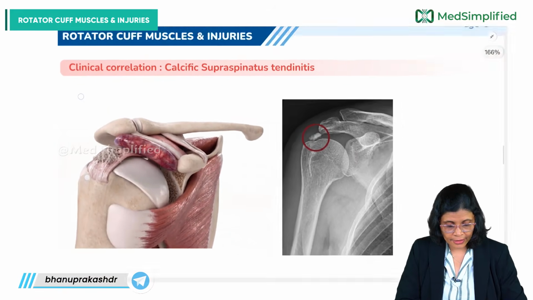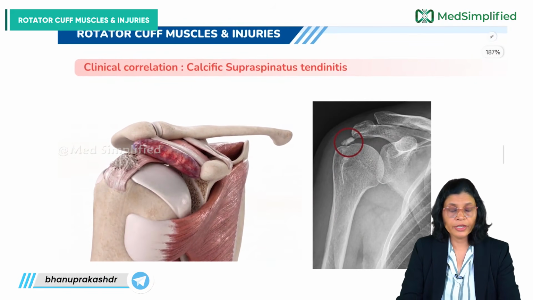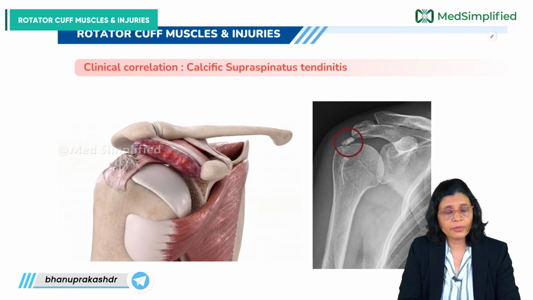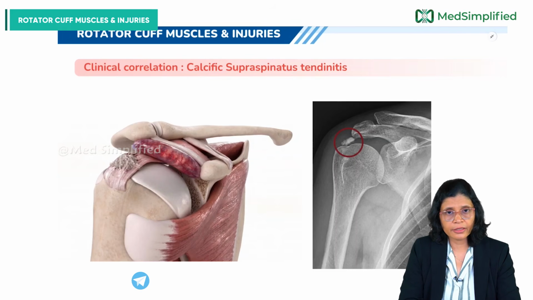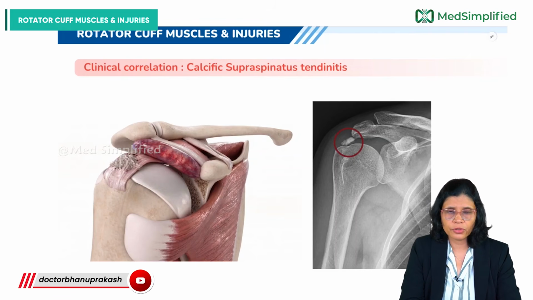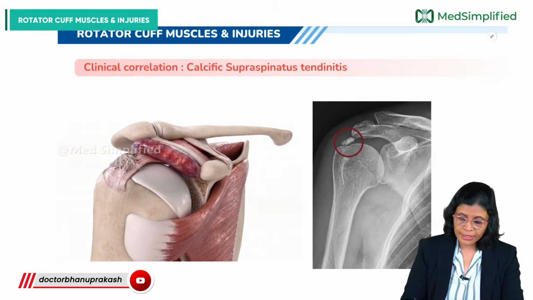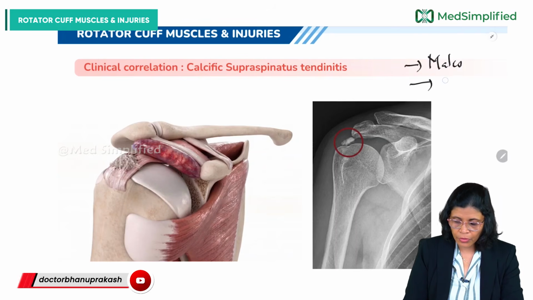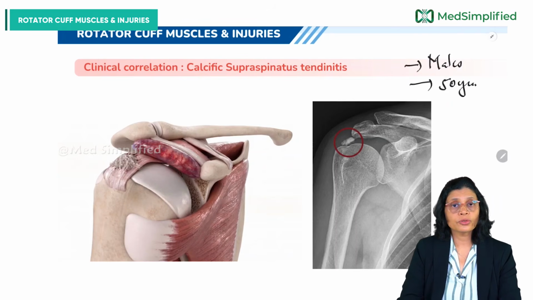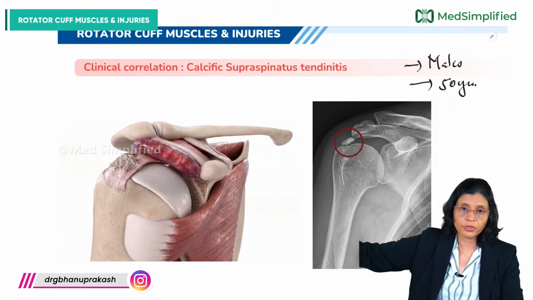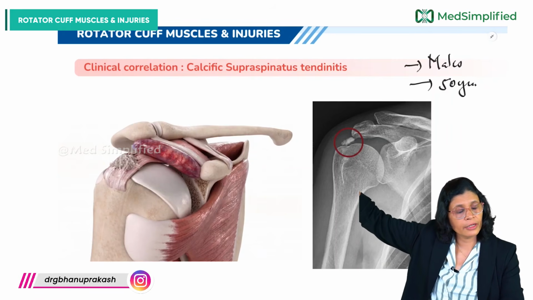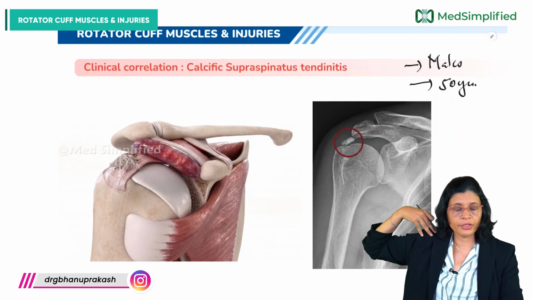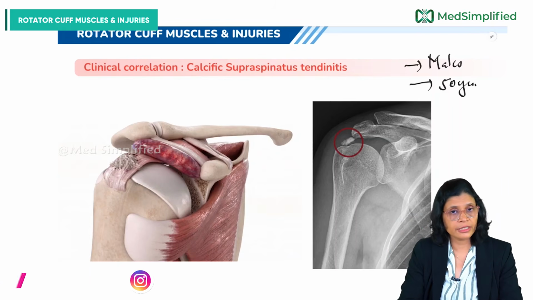Next, let's see the clinical correlations. Rotator cuff muscle injuries are the most common injury we see in the shoulder joint, and they are the main cause of a painful shoulder joint. Usually we see it in males above 50 years of age. This is mainly due to repetitive use of the shoulder joint above the horizontal level. If you take this as the horizontal level, repeated use above the horizontal level brings about these conditions.